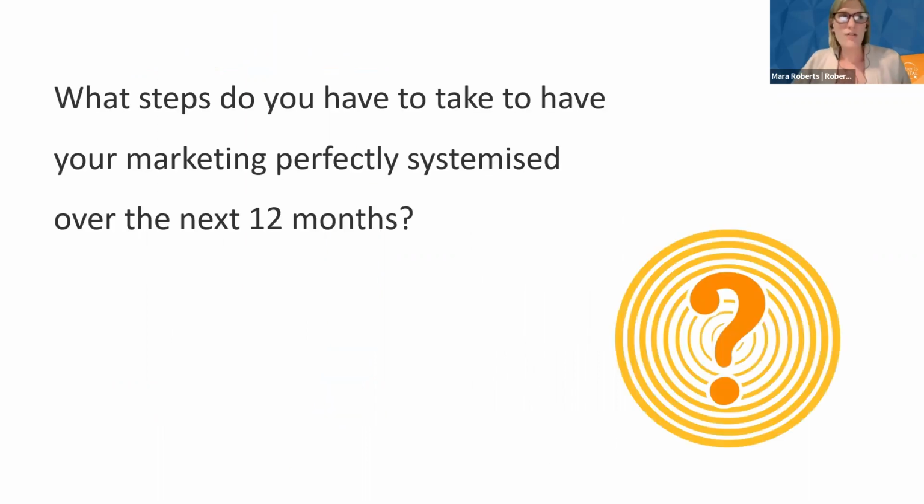Okay, so if anyone can just type in the chat after we've gone through all these big changes that is quite a significant workload to get our systems and structures right. What steps do you have to take to get your marketing systemized over the next 12 months? If you could just type that in the chat, that'd be great.